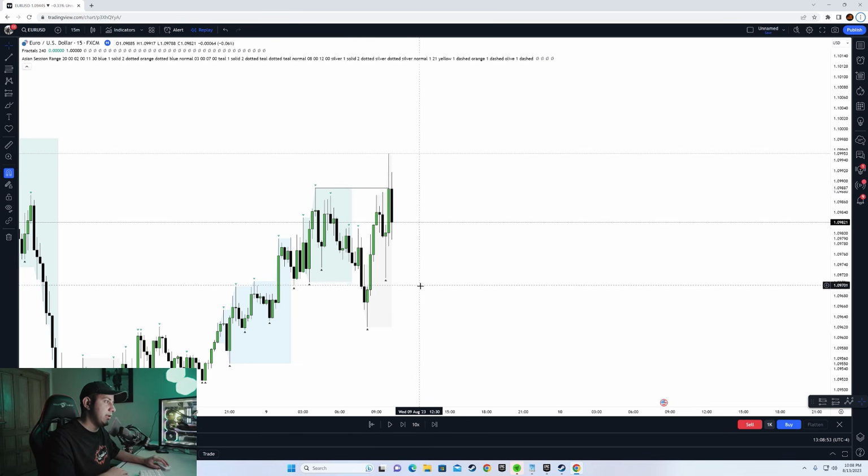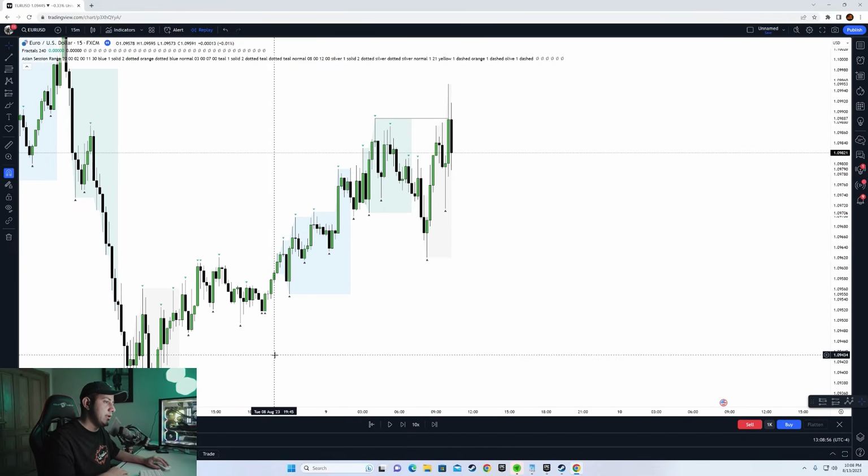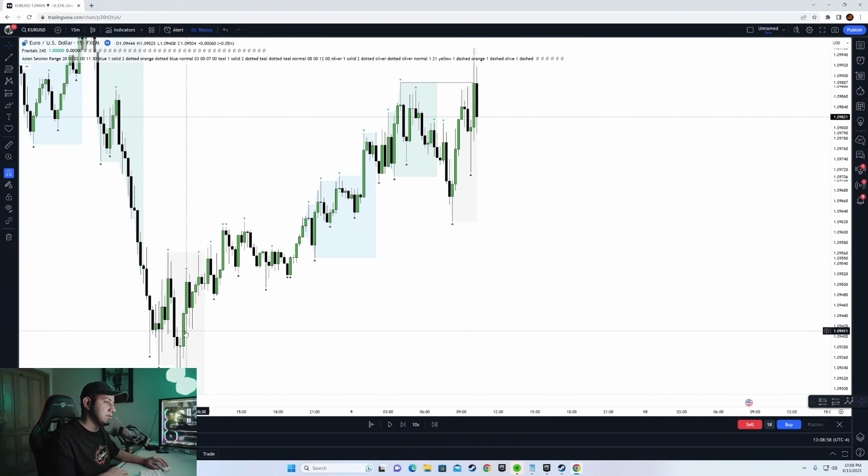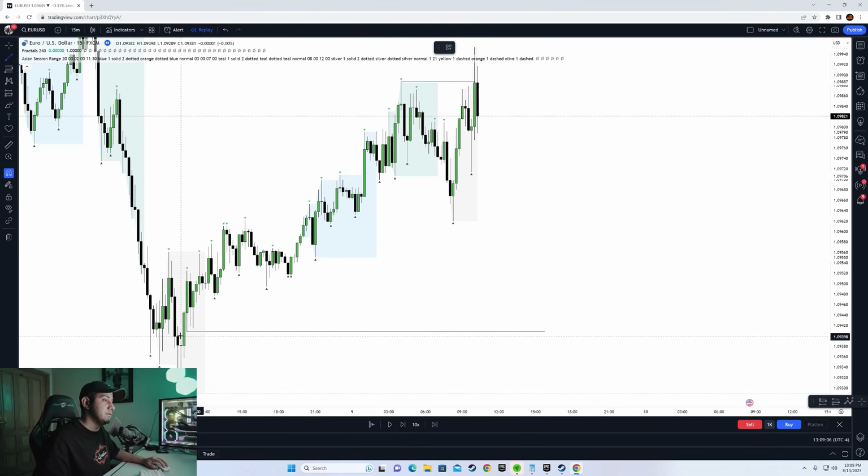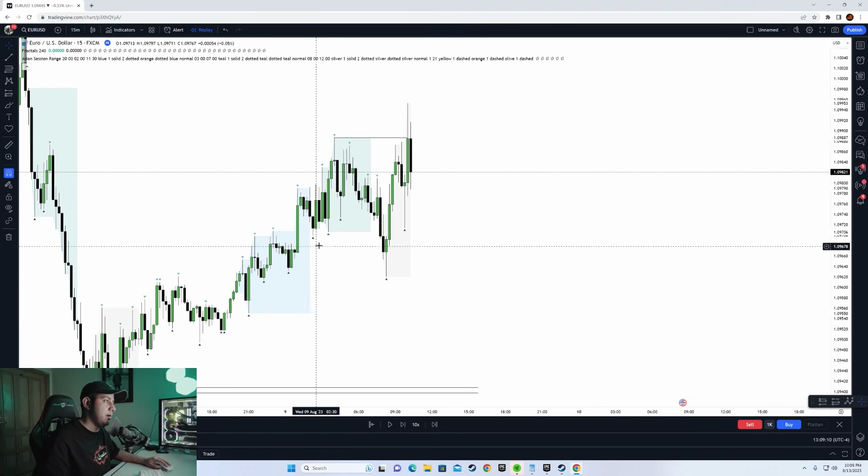So where is the fair value gap? If we go down here, you can see that we have this fair value gap right there that we can target. Okay, this is our potential draw on liquidity. We are not going to hold till this level. So let me mark this out as our draw on liquidity because there is no fair value gap around here. This one is filled and every single fair value gap is filled.